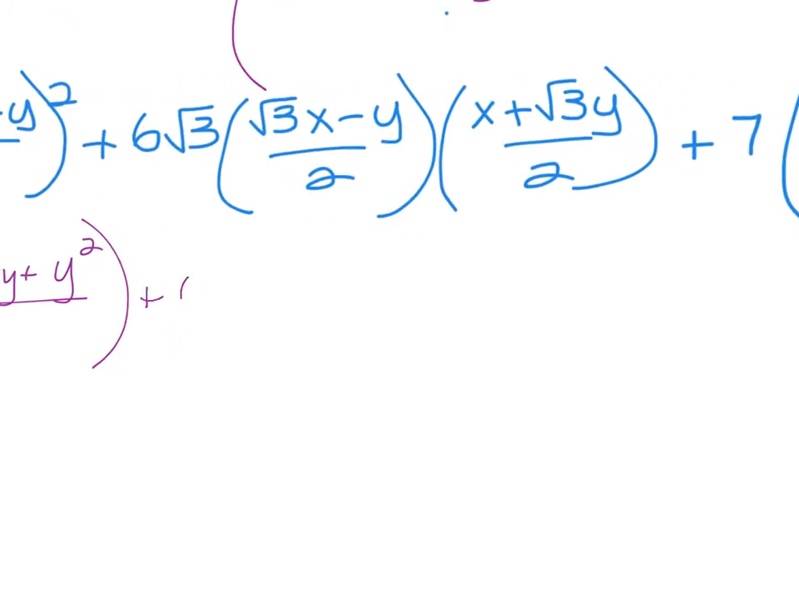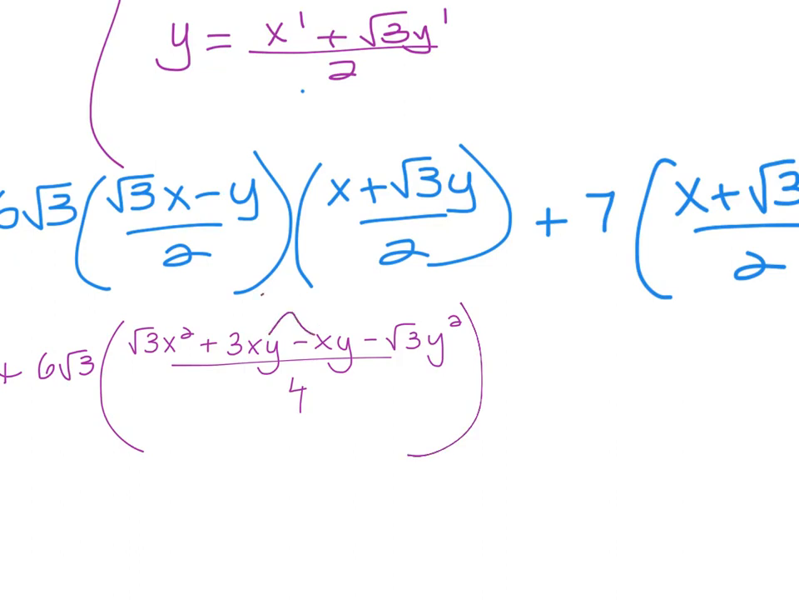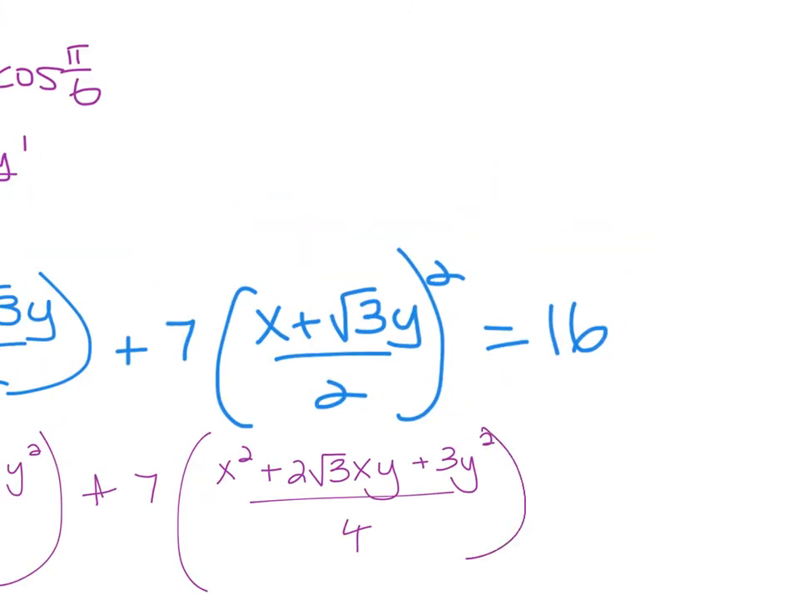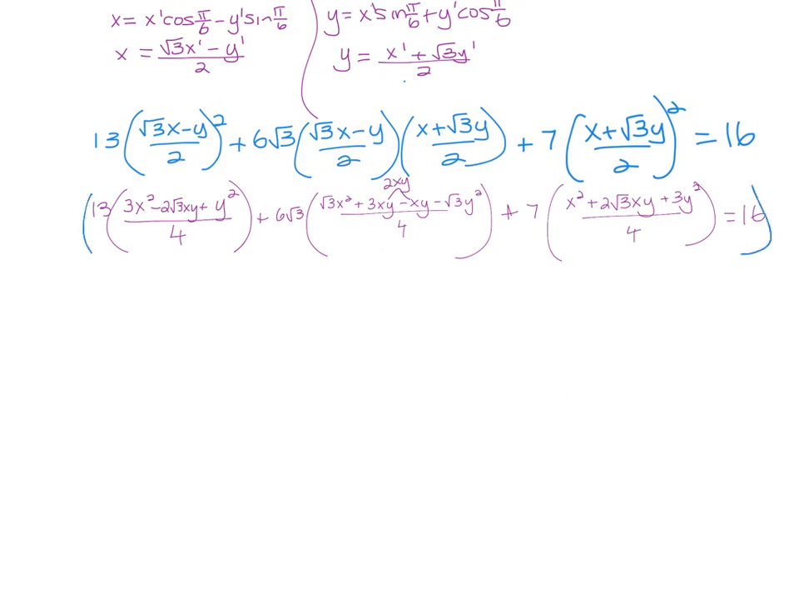Then I go to the next one. So plus 6 root 3. This time I'm foiling out my numerators. So root 3x squared plus 3xy minus xy minus root 3y squared all over 4. And this becomes 2xy. Plus 7, and shortcut, square the first one. 2 times the product of the 2 terms and square the last one. All over 4. Now I would multiply everything by 4 to get rid of those fractions. So it's gone, gone, gone, and this becomes 64.